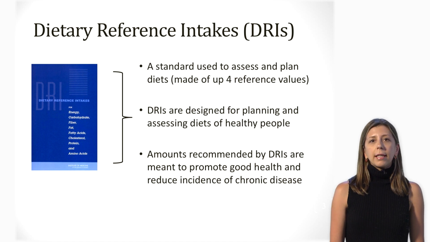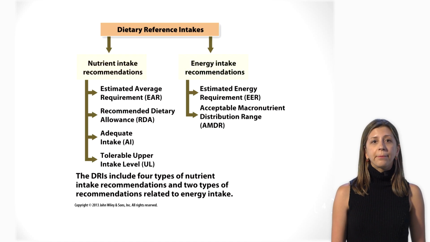And really it's a tool. It's designed to help plan and assess diets of healthy people. And finally, the amounts that are recommended for specific nutrients within the DRIs are really meant to promote good health, and we want people to consume these nutrients on average. It's really representing an average intake of these nutrients so that we can help prevent the incidence of chronic disease.